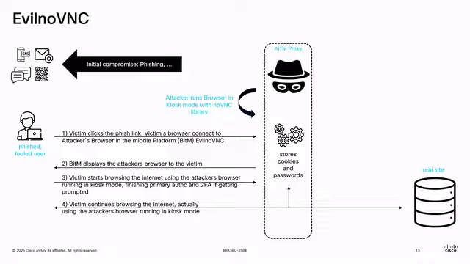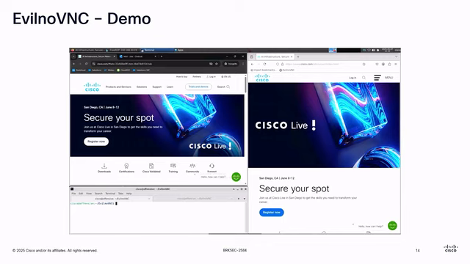Unlike Evilginx, Evil noVNC does not become a full relay, forwarding and relaying traffic, but instead it tricks the user to directly control the adversary's browser through VNC. So noVNC is a JavaScript library with an application running on top, making this attack happen. Let me roll a video to show you all this live in action.